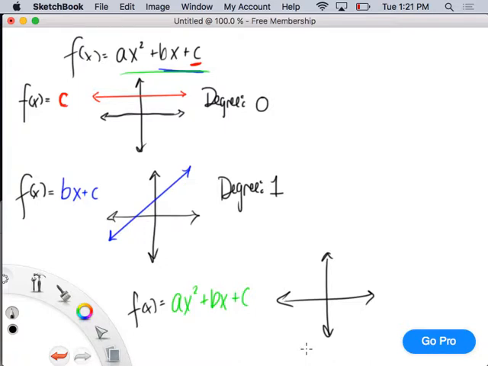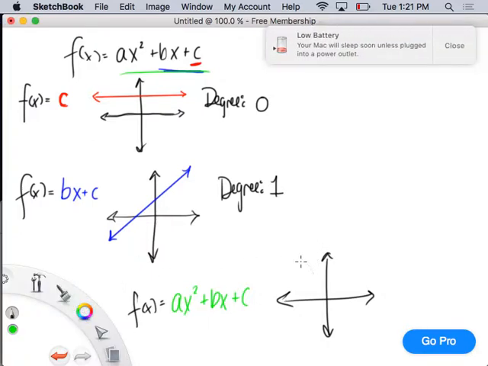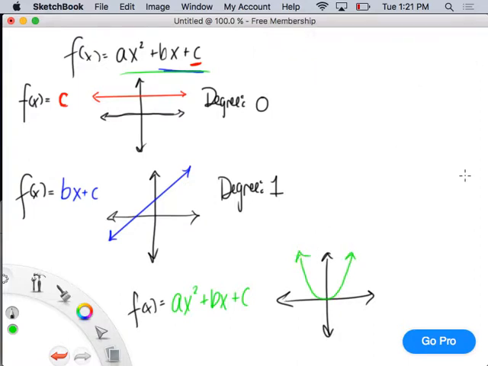Parabola. It's called a parabola. Very good, guys. It's called a parabola. Thank you, thank you, thank you. It's called a parabola. Got it? Now, shh, shh. What's the degree of this parabola? 2.